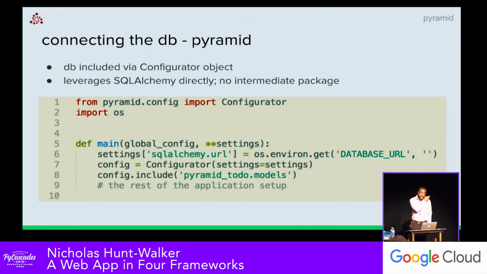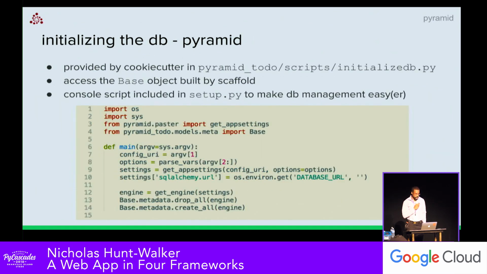Pyramid leverages SQLAlchemy directly. There is no Pyramid SQLAlchemy package, and so whatever you see that comes next will be from SQLAlchemy directly. When you want to initialize your database, the script is given for you. It's called, conveniently enough, initialize_db.py, which, as you might imagine, initializes your database. It accesses that same base object that I talked about before in Tornado, which again keeps track of every object that inherits from it. And so you can just say base.metadata.drop_all or create_all to talk to your database and just set up all your tables or drop all your tables or do whatever you want to with that.